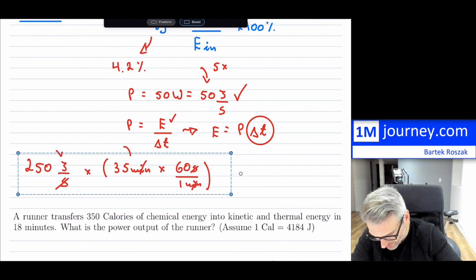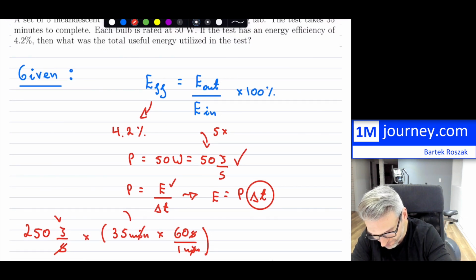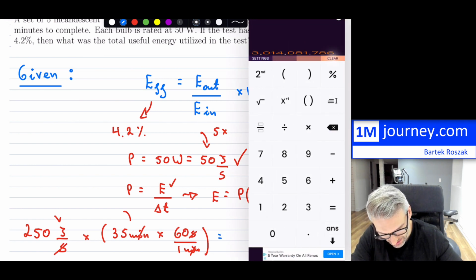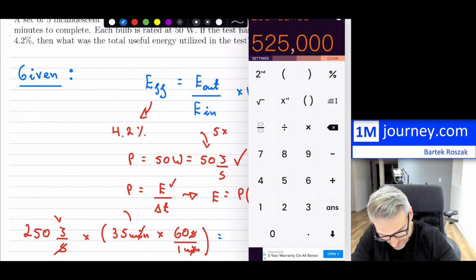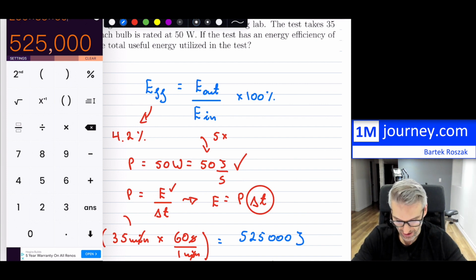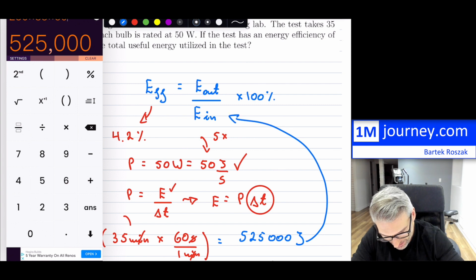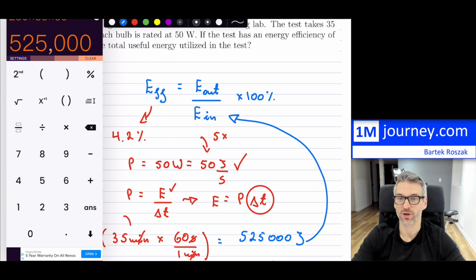So as it stands, I'm going to put that in here on the calculator. It's 250 multiplied by 35 multiplied by 60. So that is the total. It's quite a bit of energy that we have over those 35 minutes, and that is your energy that is inputted in.